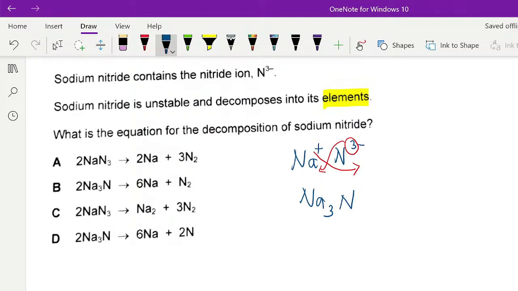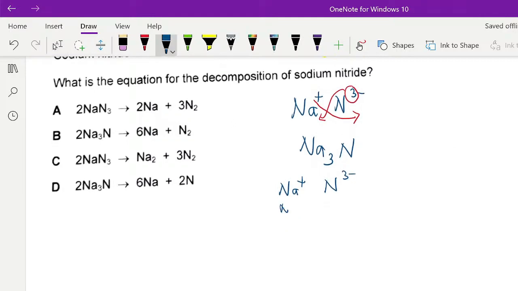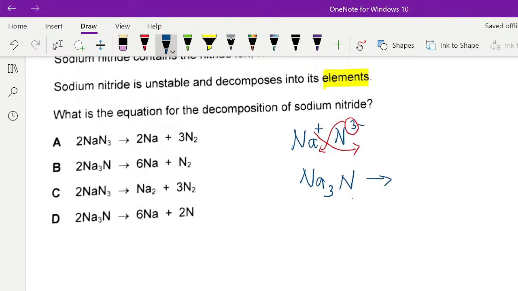Or you can also think of it like this. One Na is plus, one N is 3 minus. So you need 3 Na+ to cancel the charge on 1 N. Okay, so it's Na3N. And then it decomposes upon heating to give you the individual elements. So the elements are sodium and nitrogen.